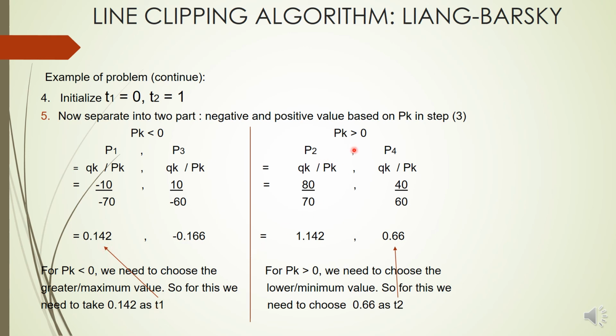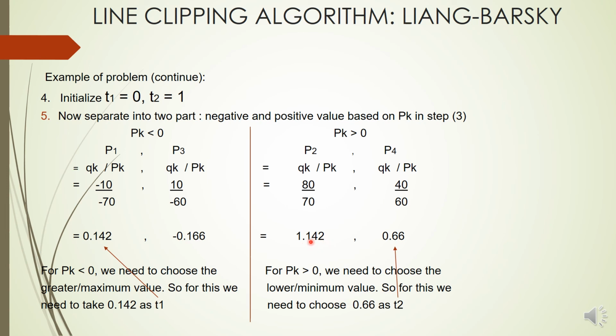And then we look at pk greater than 0. So here you have p2 and p4. Also, you need to calculate qk divided by pk. For p2, using your q2 value divided by p2, which is 70, you get 1.142. And for p4, using your q4 divided by p4, your q4 is 40, your p4 is 60, so you get 0.66.